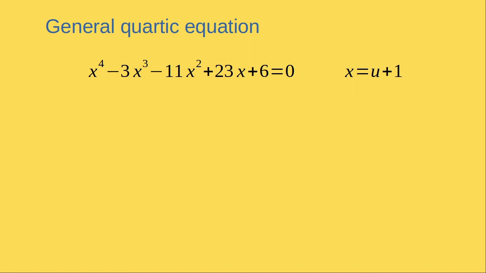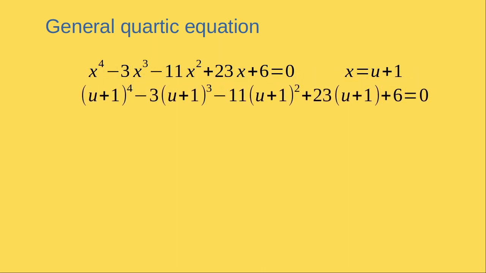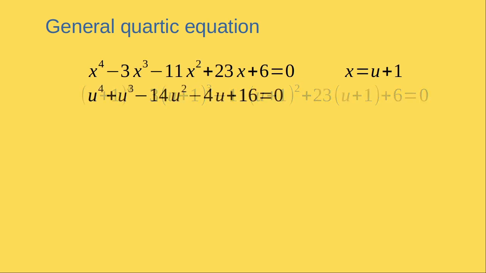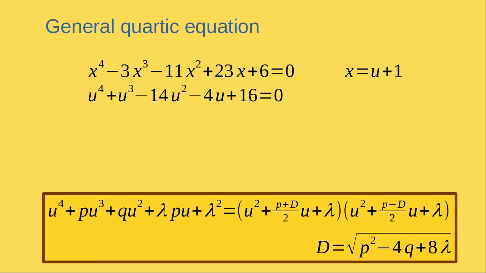Once we know how our transformation looks, we apply it. And after expanding and simplifying, we get the quasi-symmetric equation u to the fourth plus u cubed minus 14u squared minus 4u plus 16 equals 0. In the second step we apply our formula for quasi-symmetric equations. As in one of the previous examples, lambda is the quotient of the linear and the cubic coefficient. This is simply due to the structure of quasi-symmetric equations. Thus, lambda is minus 4.